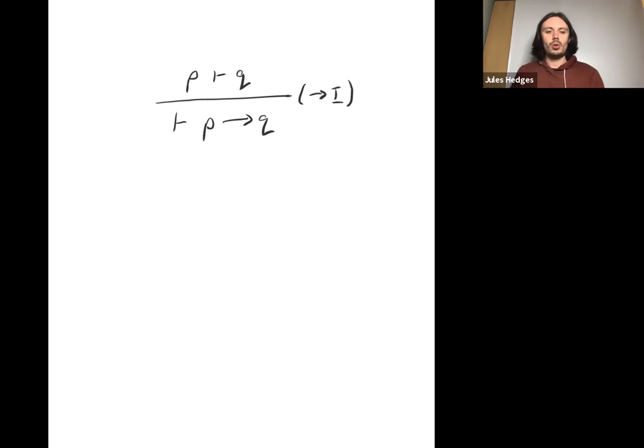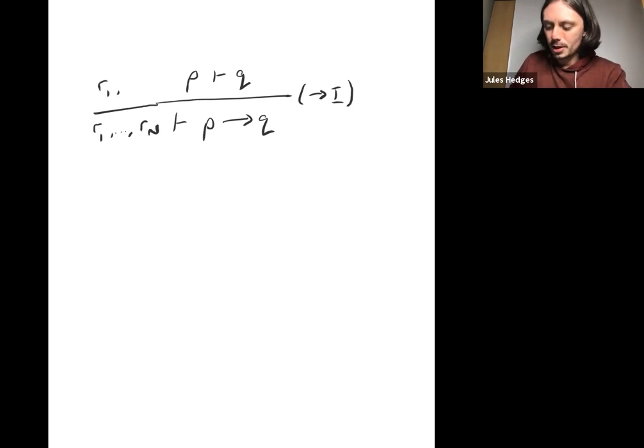And actually, this isn't quite the complete proof rule. We might want to prove that P implies Q from some other hypotheses. So we might have some R1 through Rn, some extra hypotheses here. And to prove that P implies Q from those hypotheses, how do we do it? Well, we prove Q from the same hypotheses together with the extra hypothesis P.